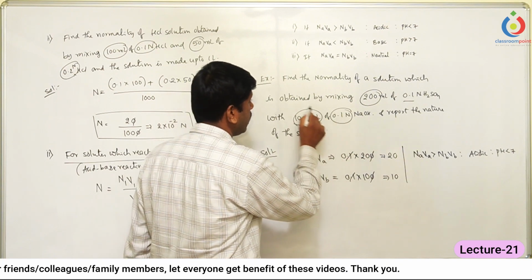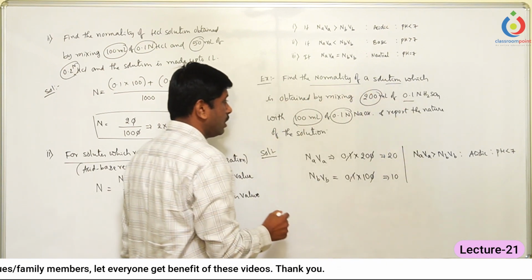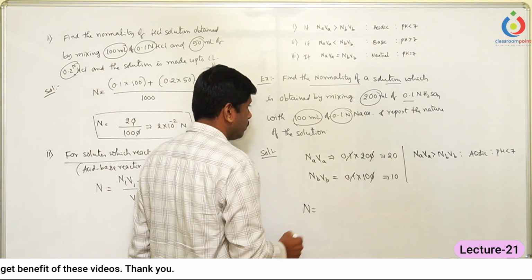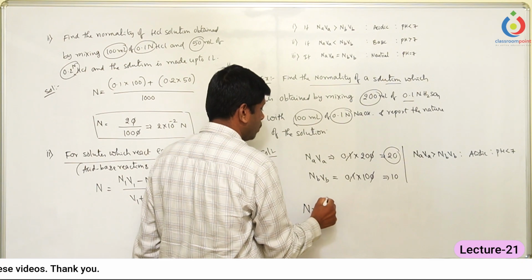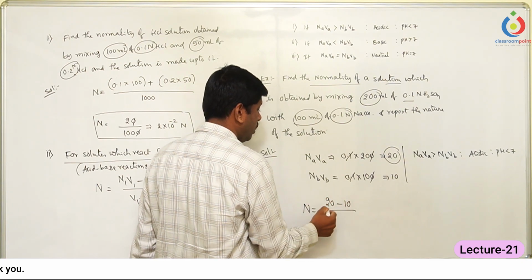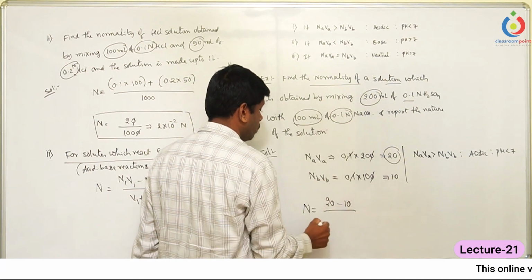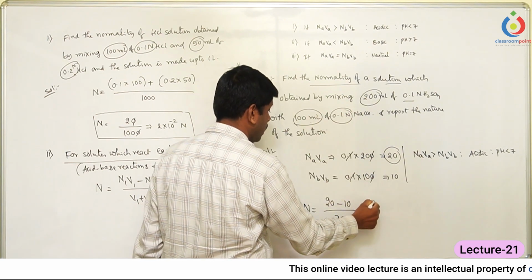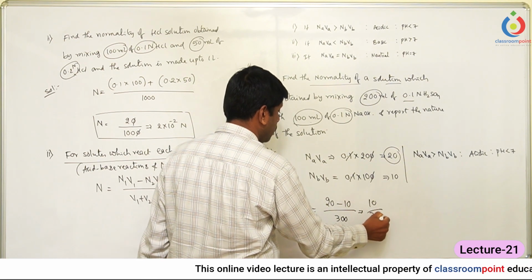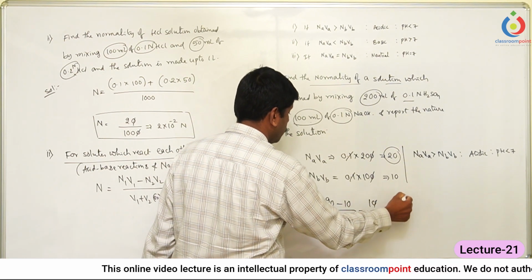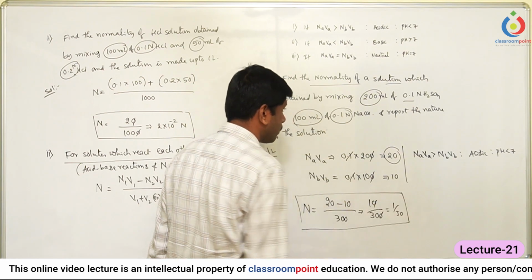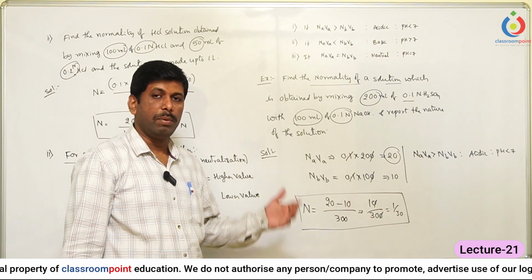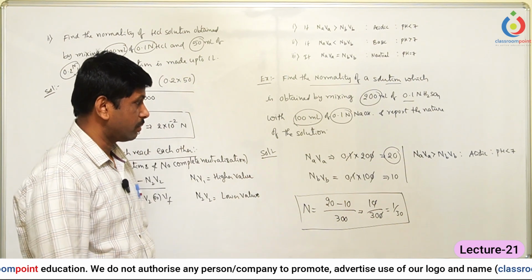Then we have to find the normality of the final solution obtained after mixing both solutions. Normality equals the higher value first, 20, minus the lower value, 10, divided by the sum of both volumes, 100 plus 200 equals 300. So it is 10 by 300, which equals 1 by 30 N. Like this we can solve for solutions where complete neutralization is not taking place.